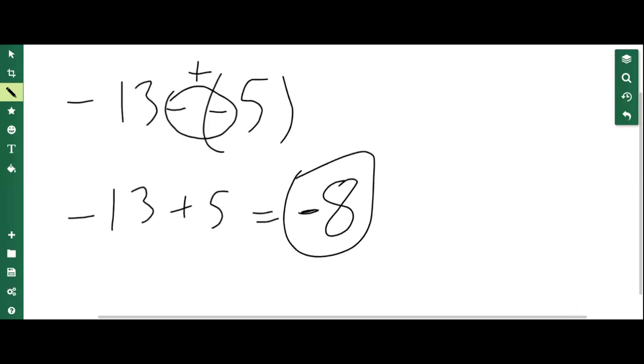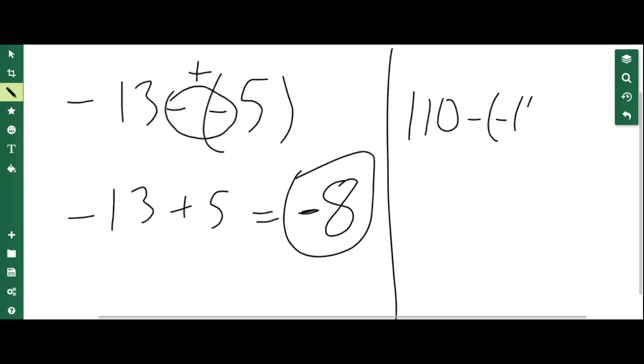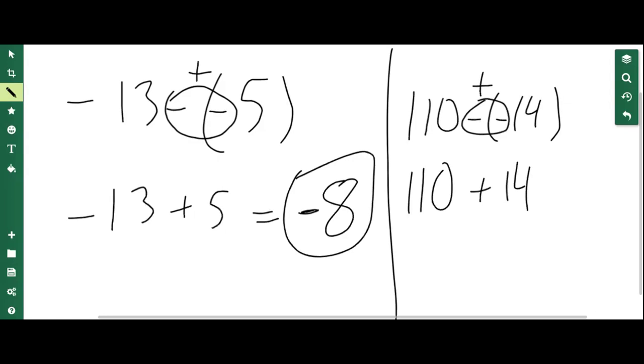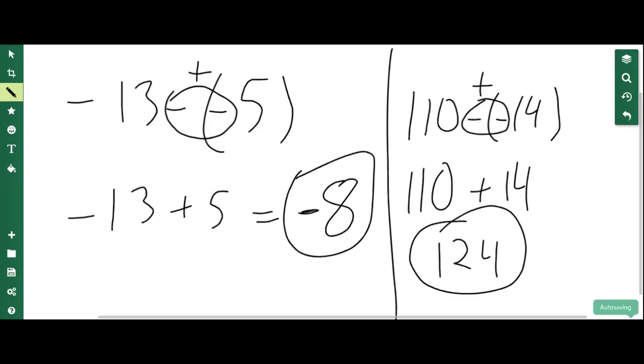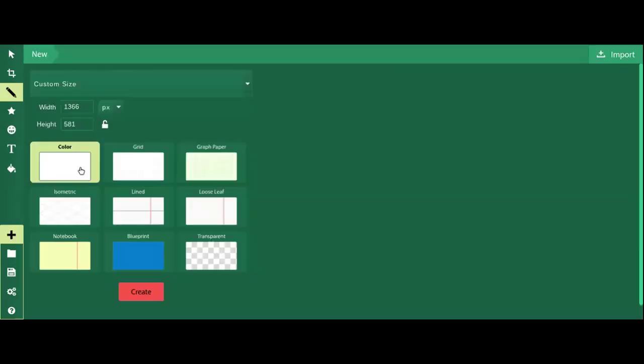On the other example that we saw, it was 110 minus negative 14. Notice how those two negatives are too close to each other. The minus and the negative, this becomes a plus. It becomes 110 plus 14, and that is 124. That's your final answer. So these are your special cases, right? When you see them too close to each other like this or like that, make sure it becomes an addition sign, and you know how to do the rest. We follow along like we've been doing for the previous ones.